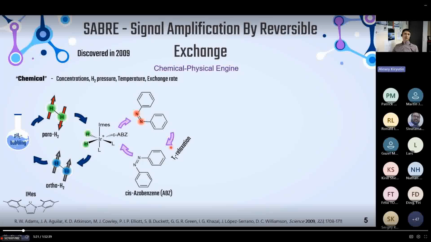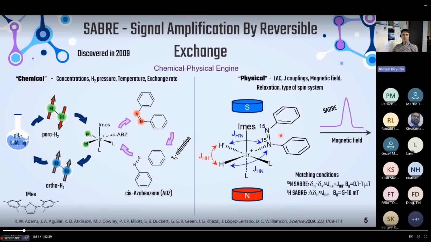The chemical part of SABRE depends on many parameters, including concentrations, parahydrogen pressure, temperature, and reaction rates. However, the physical component is equally crucial. Without the proper magnetic field and scalar spin-spin couplings between the hydrides and the substrate nitrogen, the polarization transfer cannot occur. Optimal magnetic field strength varies significantly depending on the target nuclei.